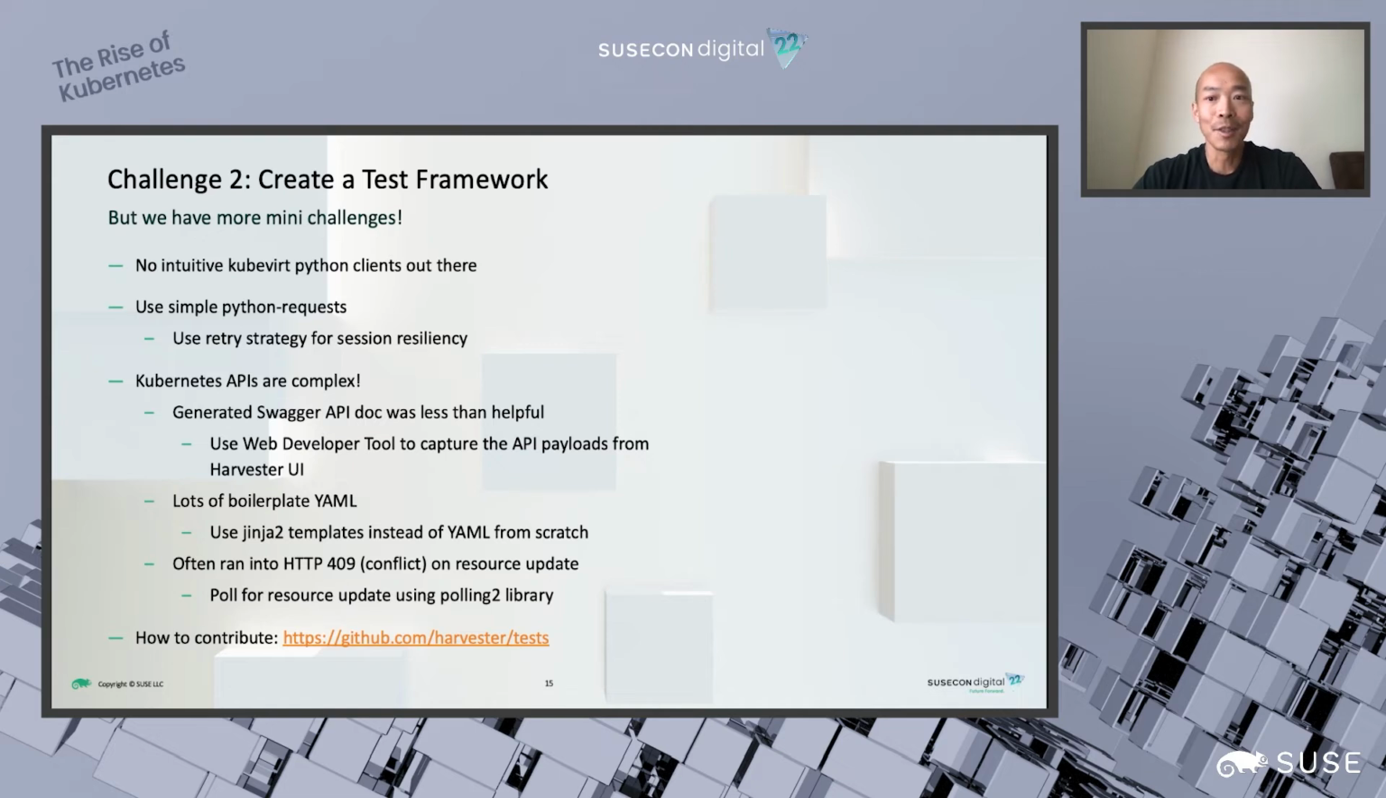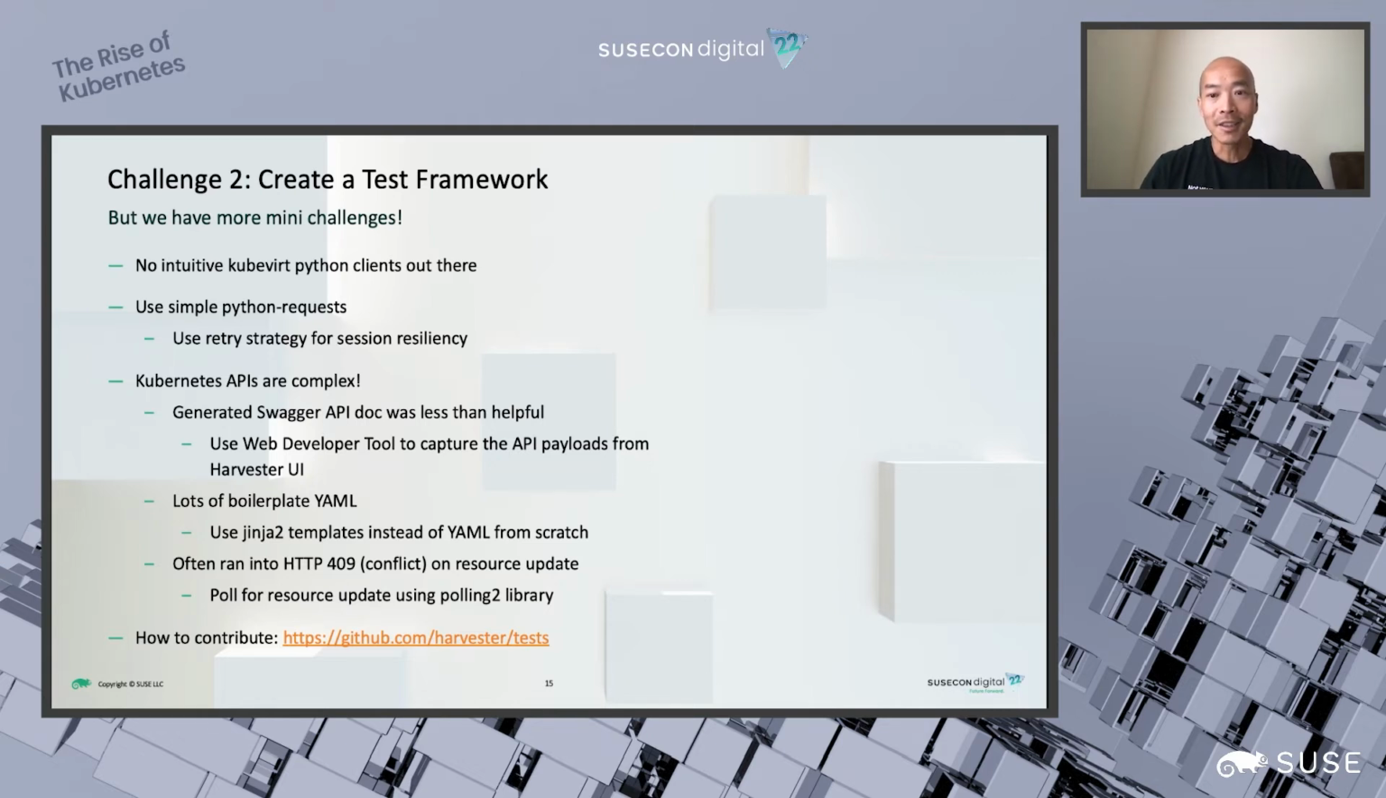We use a simple retry strategy to improve session resiliency, like retrying on network connection errors and HTTP 500 proxy errors and so on. It took us a while to get used to the Kubernetes APIs. Initially, the generated Swagger API doc was pretty difficult to follow. The API payloads were incredibly complex with lots of boilerplate YAML code, so it really doesn't make sense for us to build those YAML payloads from scratch in our test code.